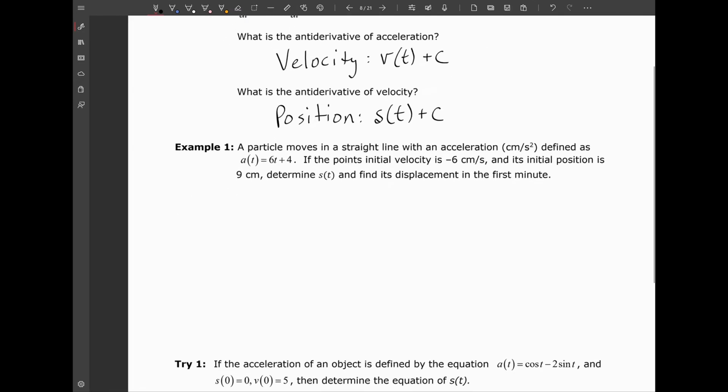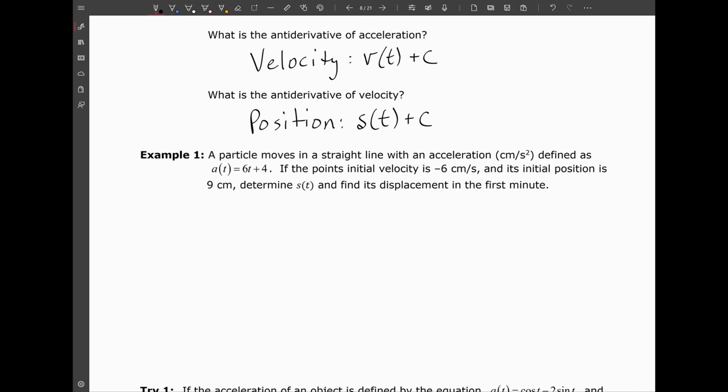All right, let's jump into an example. Example 1. A particle moves in a straight line with an acceleration in centimeters per second squared, defined as a of t is equal to 6t plus 4. If the point's initial velocity is negative 6 centimeters per second, and our initial position is 9 centimeters, we want to determine our s of t and find its displacement in the first minute.